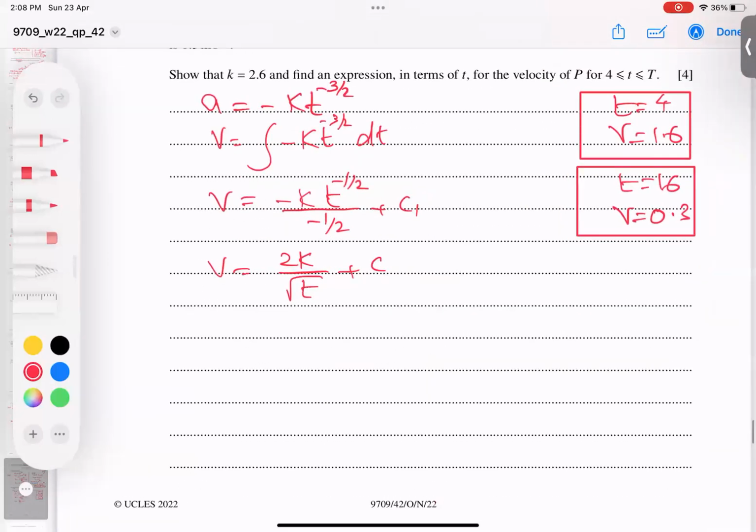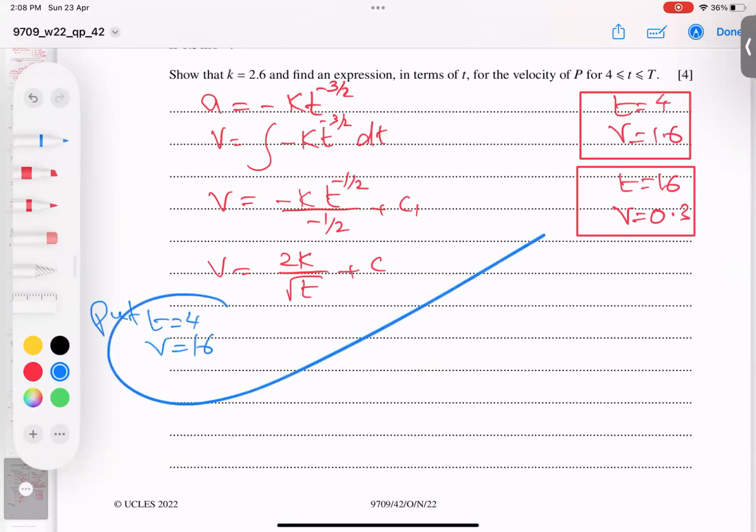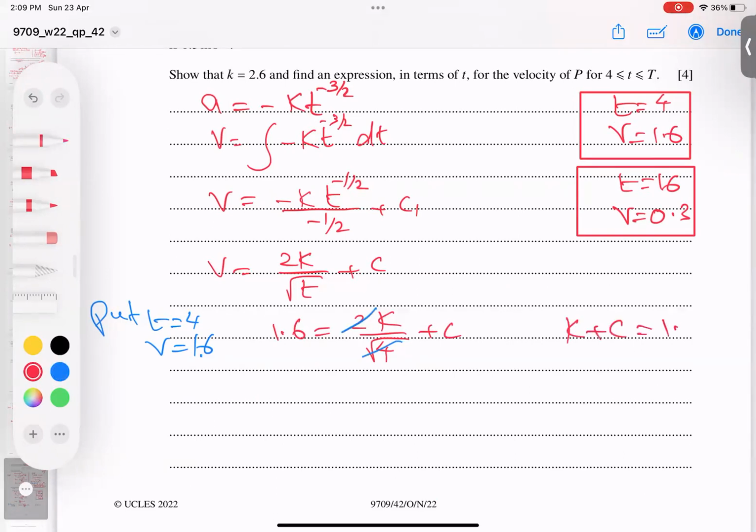Okay, anyway, now I'll use this data. I'm saying put time equal to 4, velocity is 1.6. First pair of values, not 16, 1.6, sorry. So 1.6 equals 2k over root 4, plus c. Root 4 is 2. This cancels out, and I get k plus c equal to 1.6. Equation number 1 done.